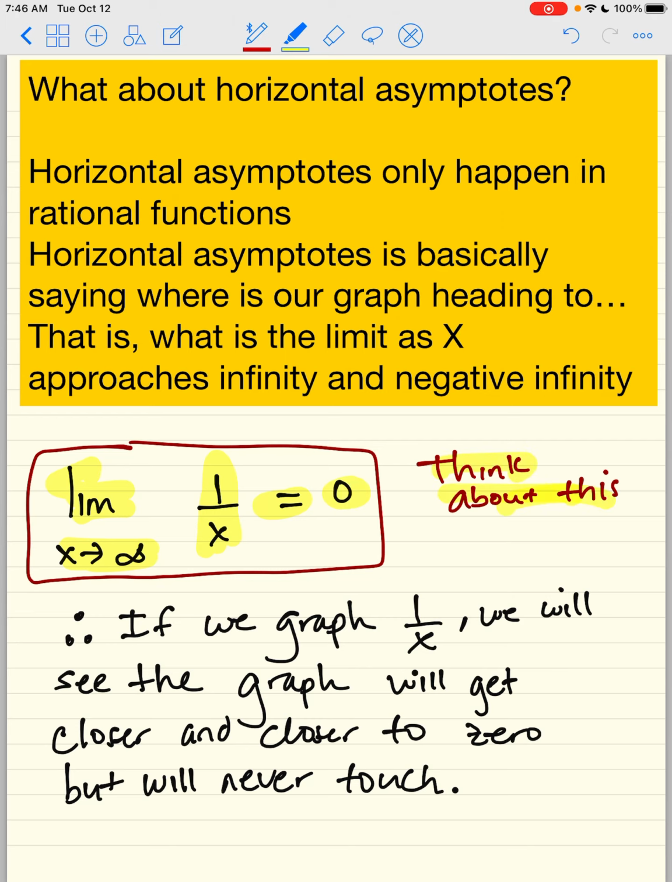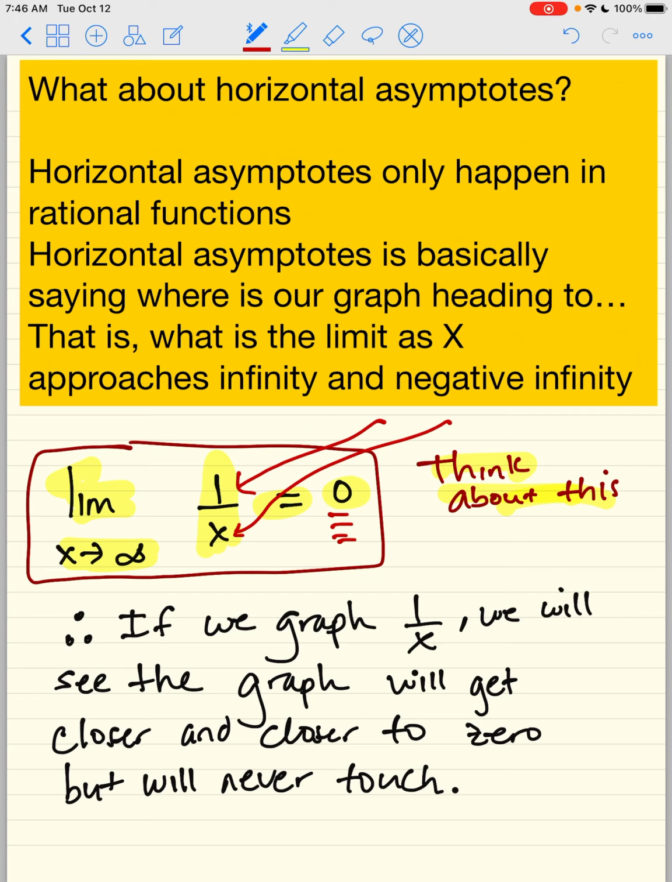I want you to think about this. Imagine you give me $1 out of $1 billion. You basically gave me nothing. If we graph 1 over x, we will see the graph will get closer and closer to 0, but we'll never touch it. So what I mean by that is keep picking points.